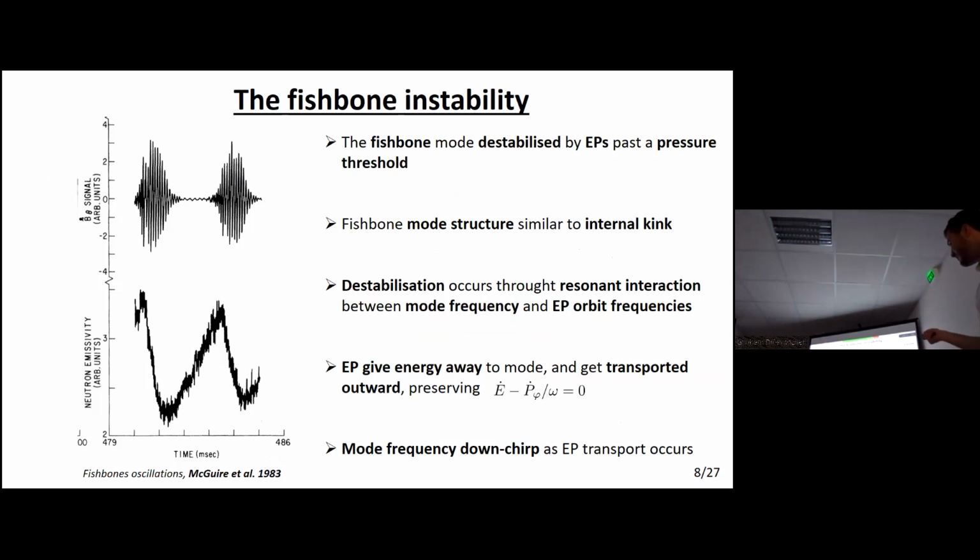And together with this burst, we can see that we have a huge drop here in the neutron emission. Actually, this is due to fast particle transport. When the particles are interacting with the mode, they give away energy to the mode and get transported in order to preserve the adiabatic invariants. And together with that, we also have a downshifting of the mode frequency.